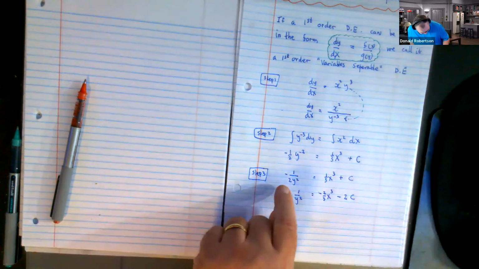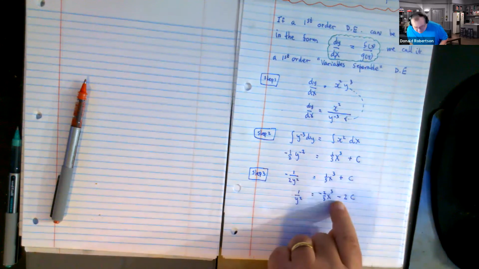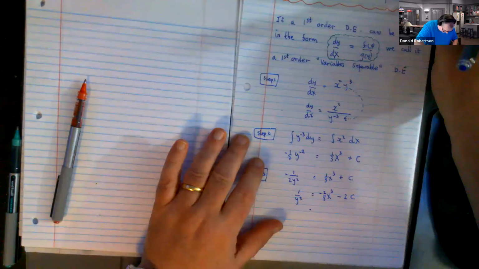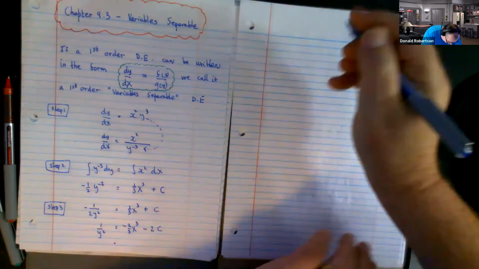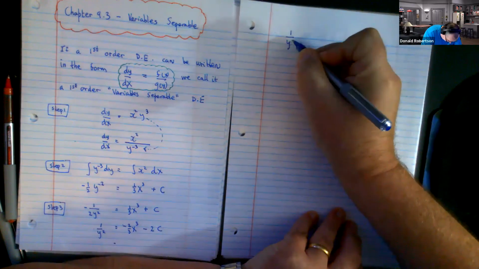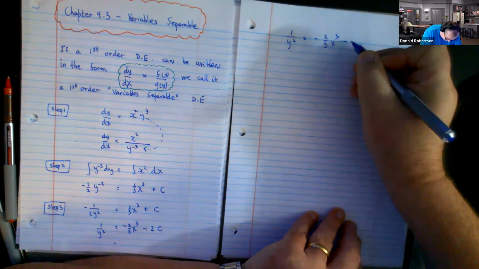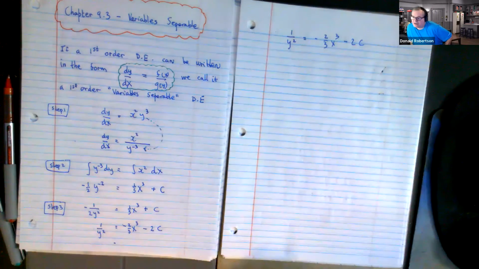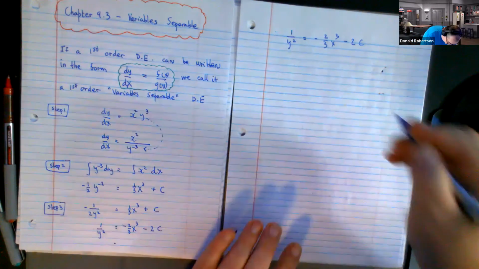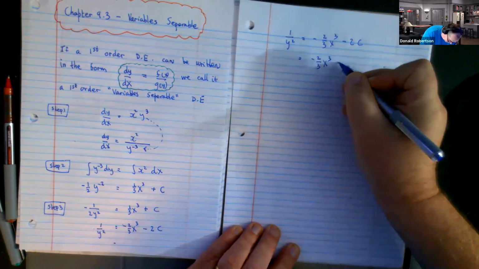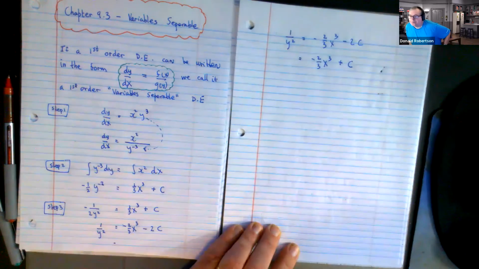Now, if you multiply this by -2, you get 1 over y squared. If you multiply this by -2, you get that. If you multiply this by -2, you get -2c. And here's a little stinker for you. I'll just rewrite this line again at the top. We don't leave that as -2c. We call it that.